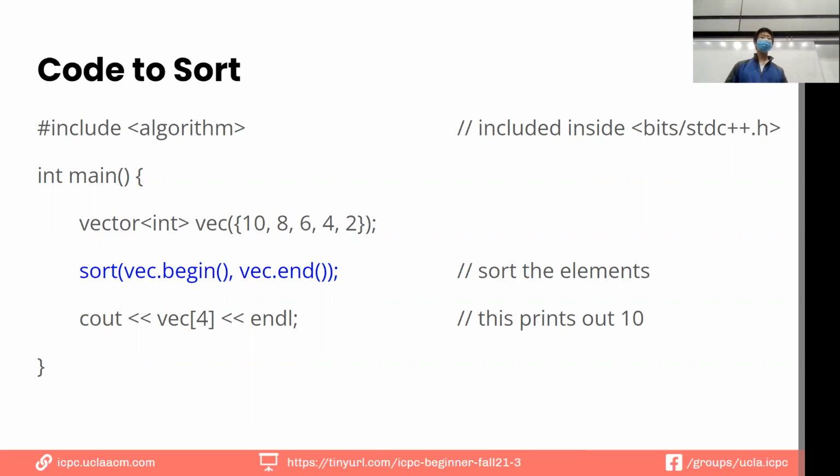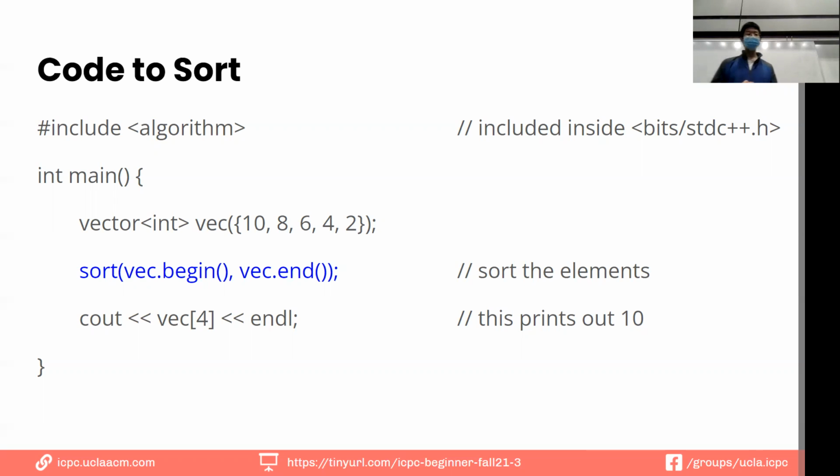And then inside your main function, first of all, if you want to sort something, you have to have an array or a vector, right? If you don't have something to sort, then there's no point to sort anything. So we first declare a vector, and then we give it a value, right? This vector currently has 5 values: 10, 8, 6, 4, 2.